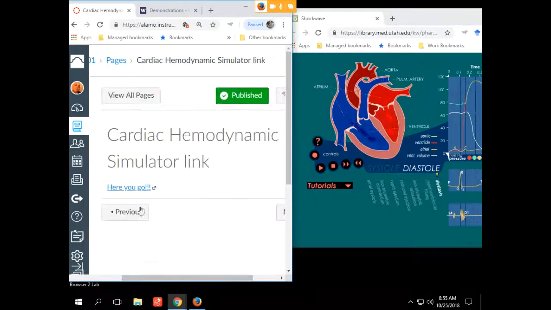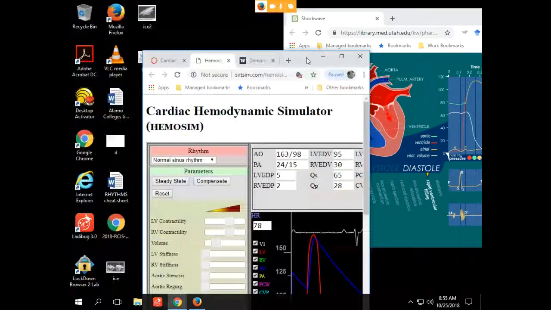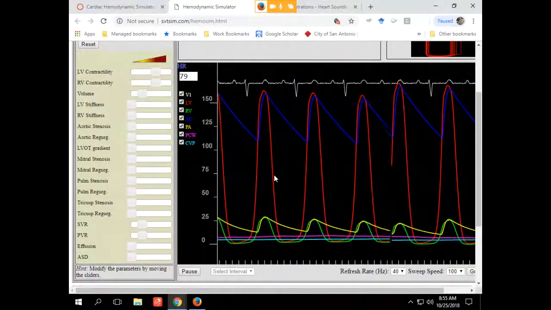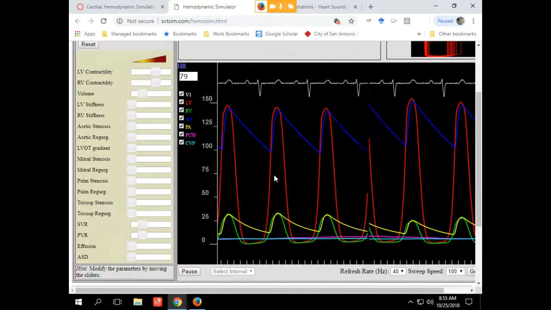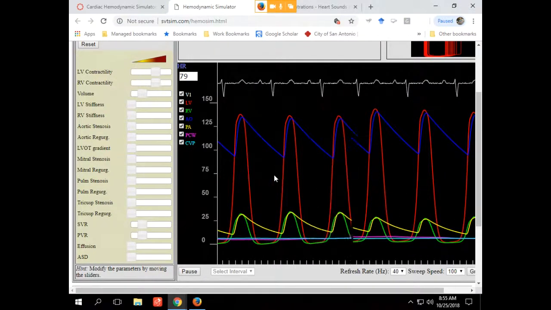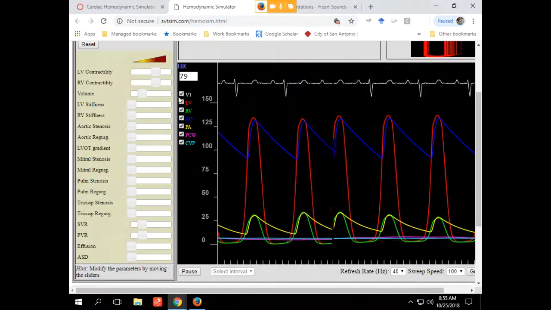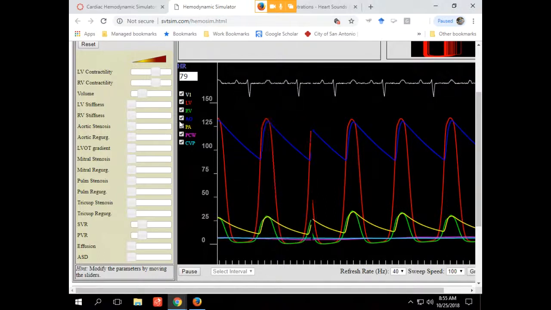Okay, and then let's look at different things like this, right? So let's take a look at this. We learned a little bit about the heart cycle, right? We learned a little bit just all around. Let's see what happens. We talked about aortic stenosis, right?